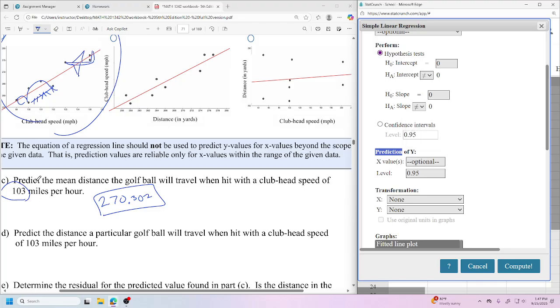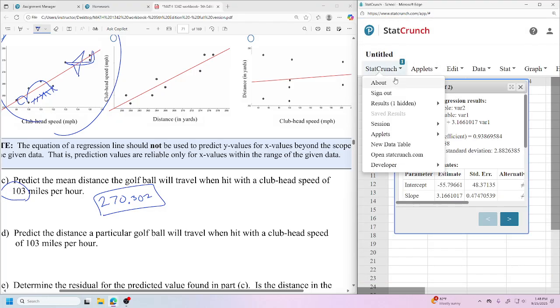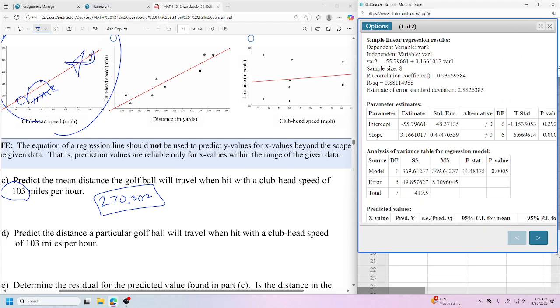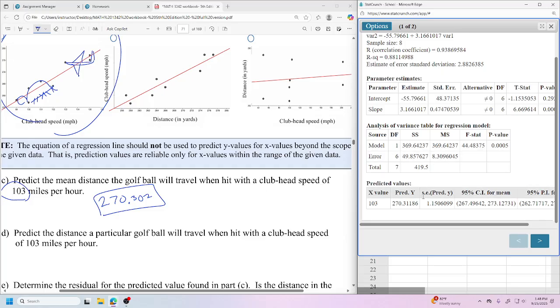But if you scroll down far enough, right here it says prediction. You see that? And that's what they're wanting, predict. What you do is you put in a number here. In this particular case, it's 103. So whatever number they give you, you just put it in. Now you hit compute, and it will give you the answer. The one tiny thing about this is that it's information overload because there's so much going on. What we're looking for is right here. That's the answer. And you can see we already got it. It's the same number, right?